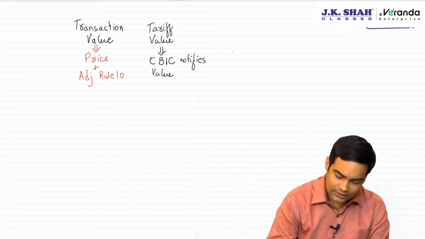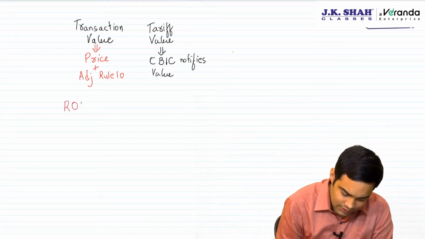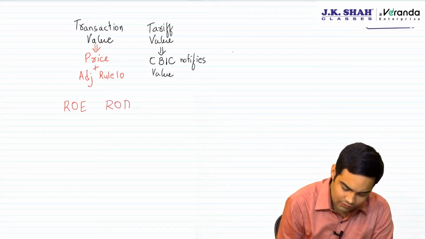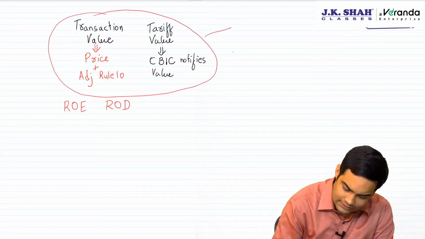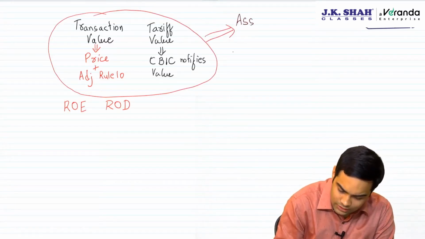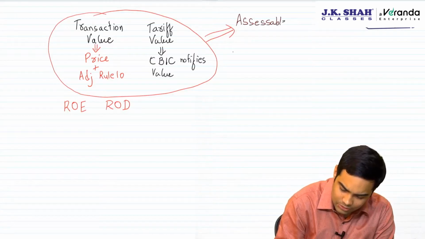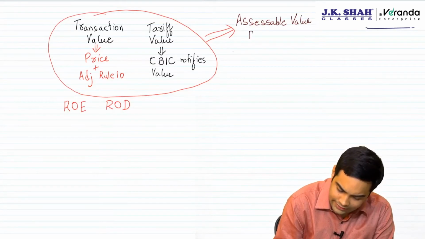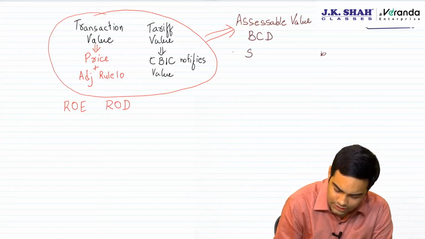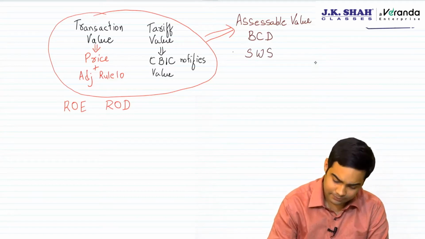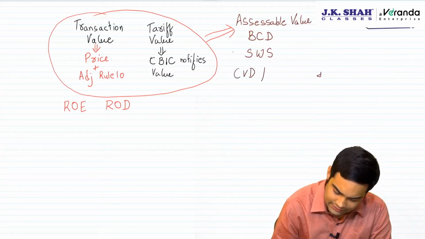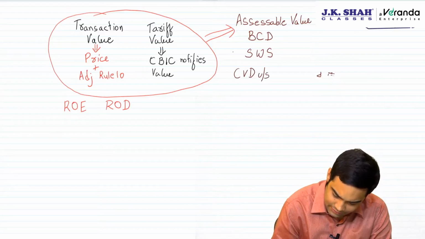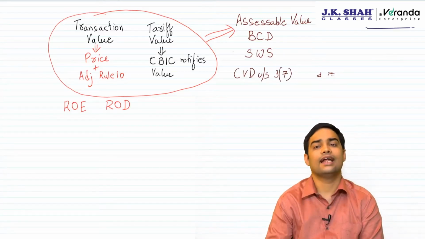Now, the next question which arises is, which day's rate of exchange do you use and which day's rate of custom duty do you use? Because out of these two, what you get is assessable value. Now, to this assessable value, you have to apply custom duty. You start with basic custom duty, add social welfare surcharge. Remember, social welfare surcharge is only on basic custom duty. And thereafter, on the entire amount, you add CVD under section 3(7) of the Custom Tariff Act 1975.